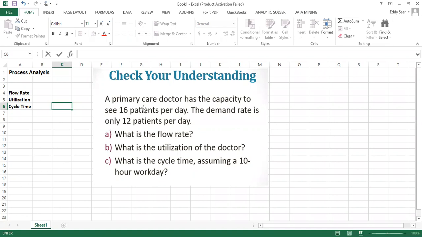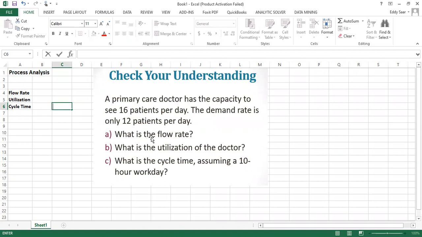So the problem states a primary care doctor has the capacity to see 16 patients per day. Demand rate is only 12 patients per day. They're going to ask, what is the flow rate? What is the utilization of the doctor? What is the cycle time assuming a 10-hour workday?